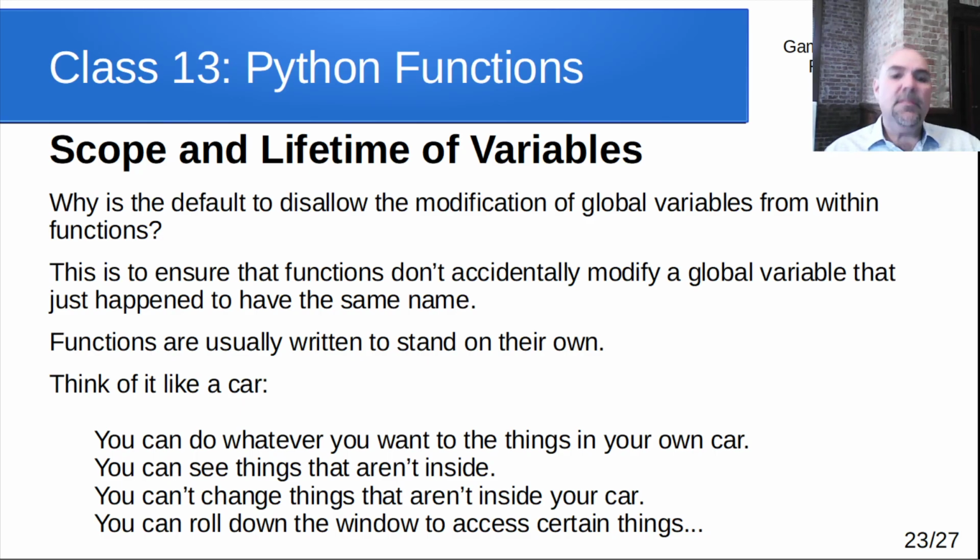Okay, so back to scope and lifetime here. Now, why is the default to disallow the modification of global variables from within a function? That question comes up. Is that like a bug or an oversight? Why did they design it like that? And the answer is that it was done on purpose.